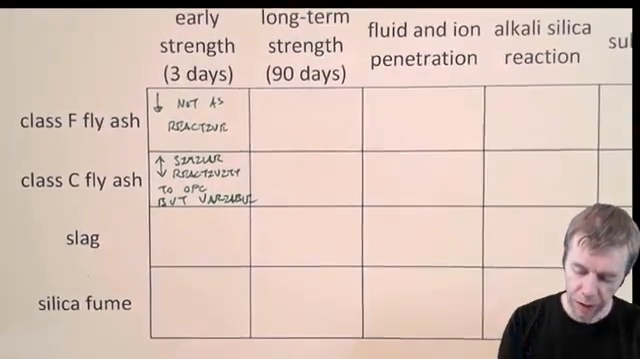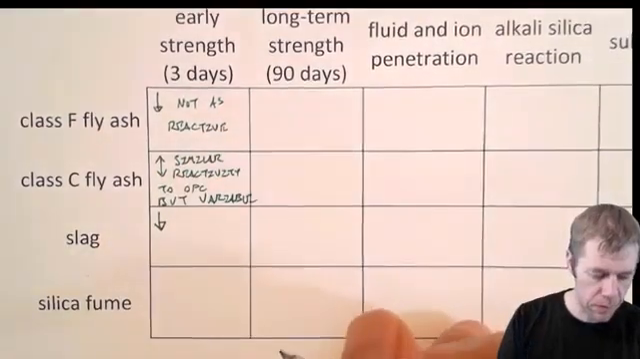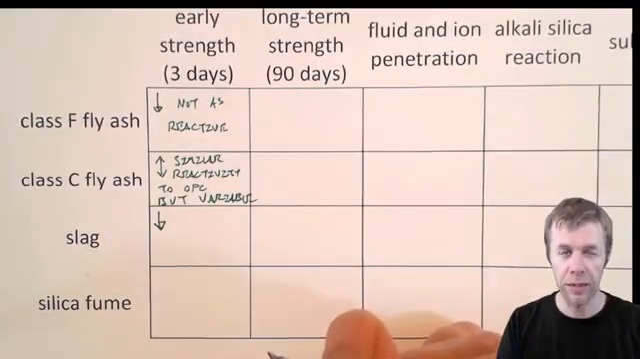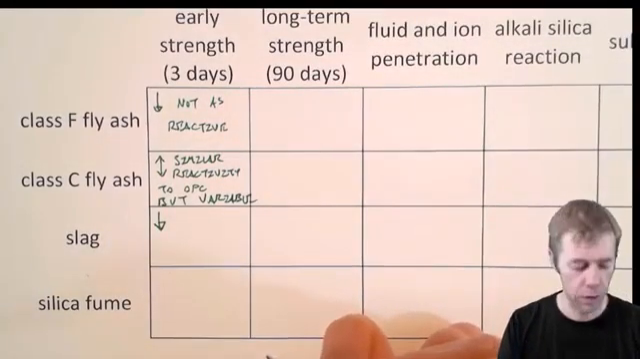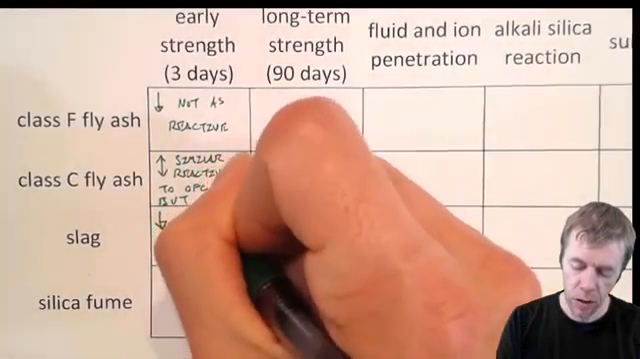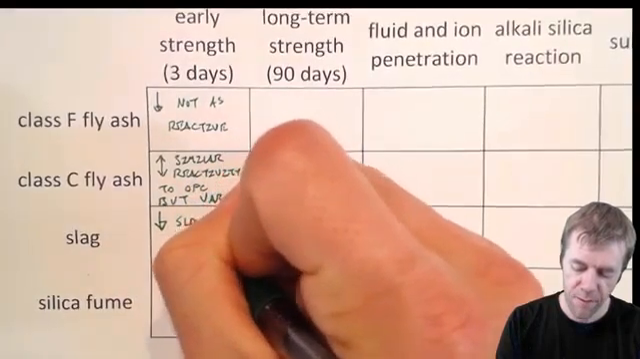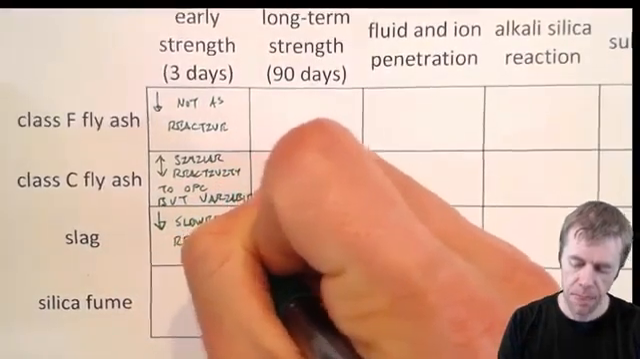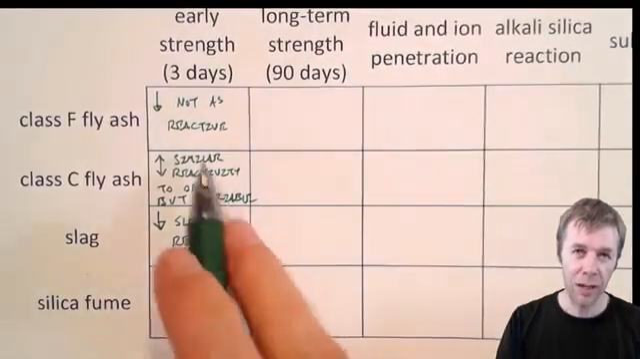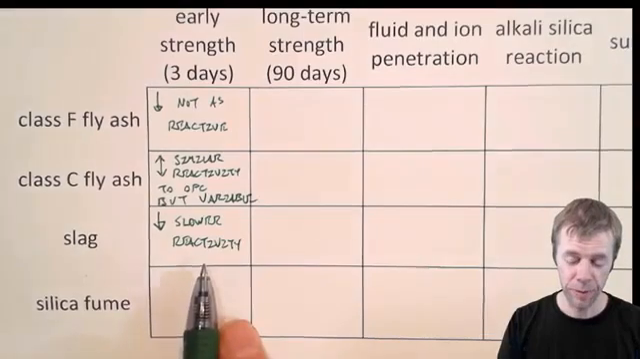And then we have slag. Slag early age strength gain is lower. Okay? And again, it has a slower reactivity. It's not as bad as Class F fly ash. Not nearly as bad, but it's slower.